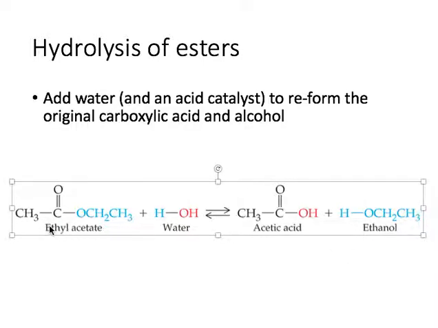In this case, we have ethyl acetate, so ethyl is the branch that becomes the alcohol, and it becomes ethanol. The acetate is what was the carboxylic acid, and it becomes acetic acid. So this is a hydrolysis of an ester.